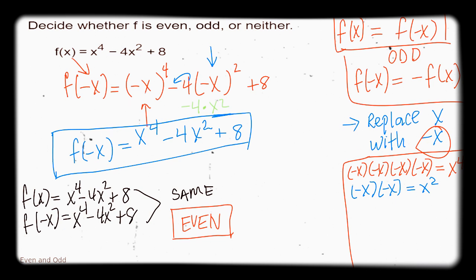There's a lot to take in. So the first thing you have to do when they say decide whether f is even, odd, or neither, is replace x with negative x and work with the parentheses first. Do what's inside the parentheses first, and then multiply your results from the parentheses by the number that's outside. So go to the next one.